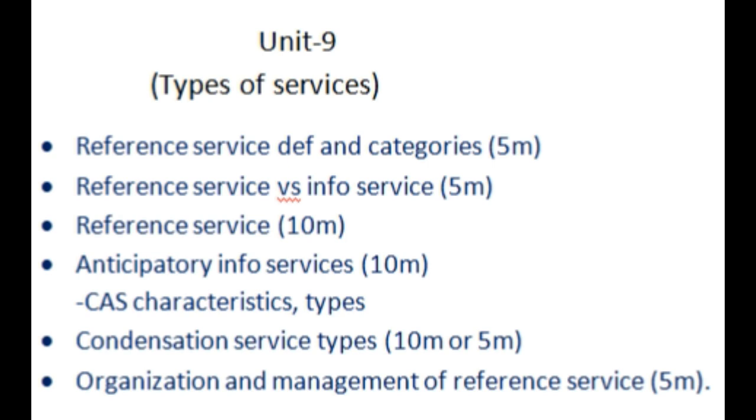Next, unit 9. Here the various types of services in libraries are given in detail. The first one is reference service. This is a very important topic. There will definitely be one question on reference service. The reference service definition and the categories for 5 marks, and the reference service types for 10 marks. Reference service versus information service for 5 marks. Under the anticipatory information service, the current awareness service and its types for 10 marks.